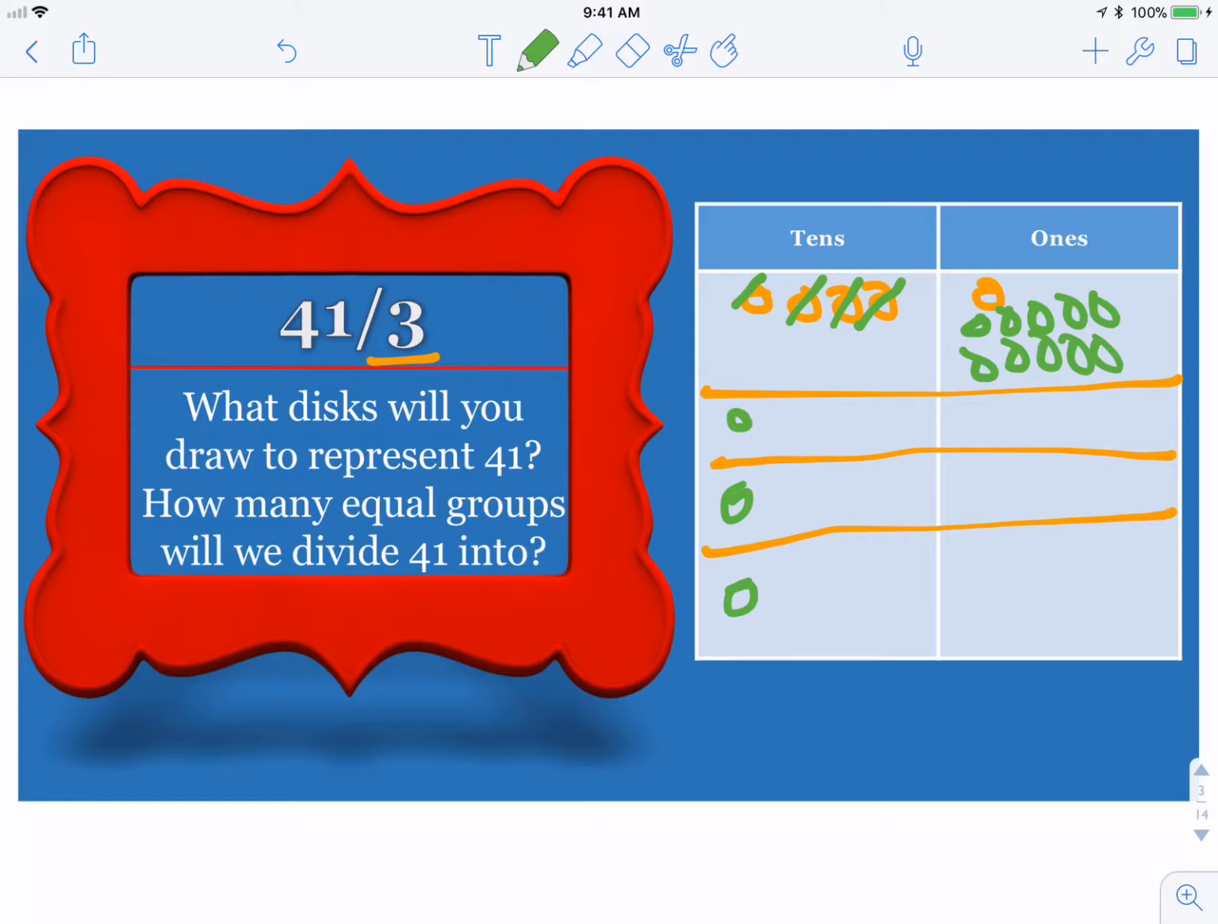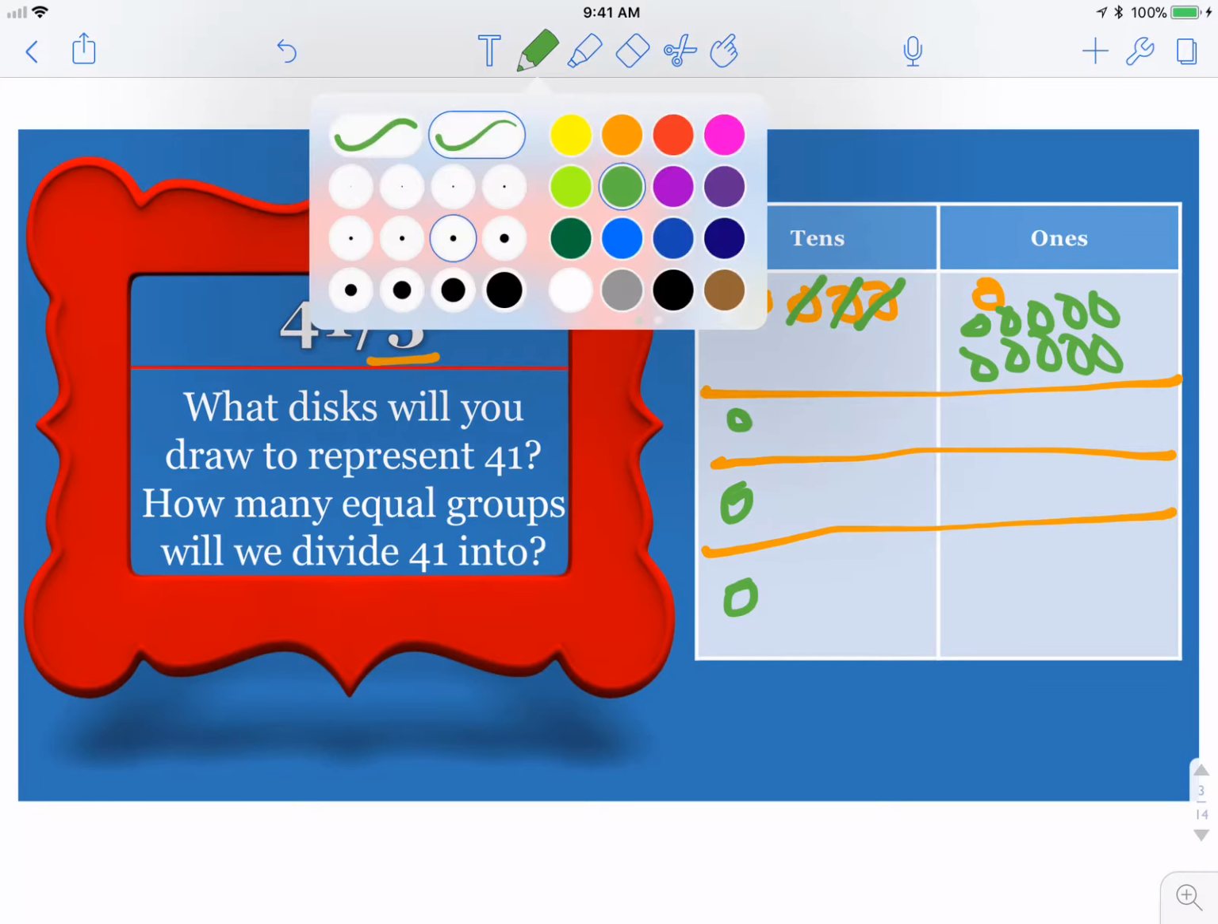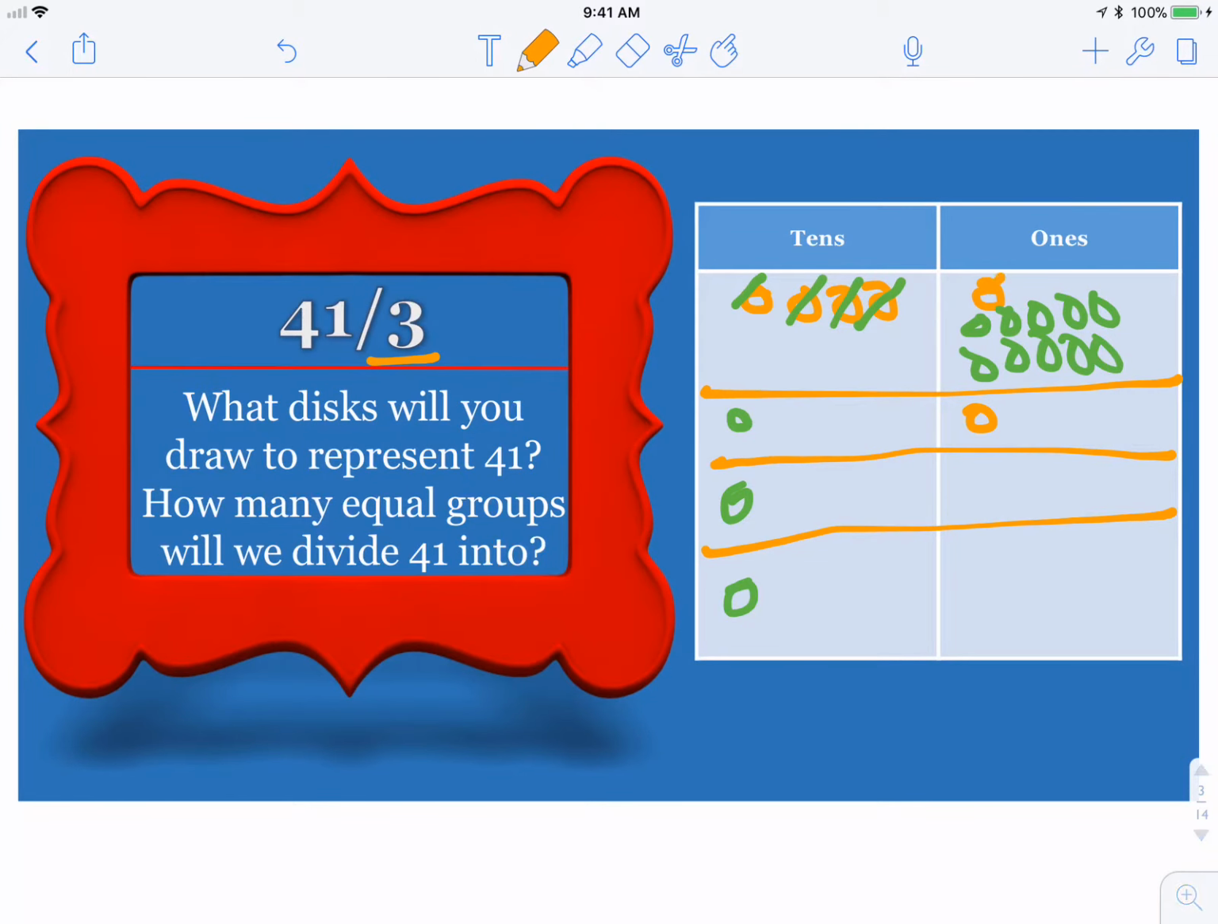So now we're going to go ahead and distribute evenly. Now, I have 2 left, and I know I have to go 3 times total, so I'm going to stop there. So I have 1 in the 10s, 3 in the 1s, and I have a remainder of 2 at the top. So 13, remainder 2. Let's see how that works.